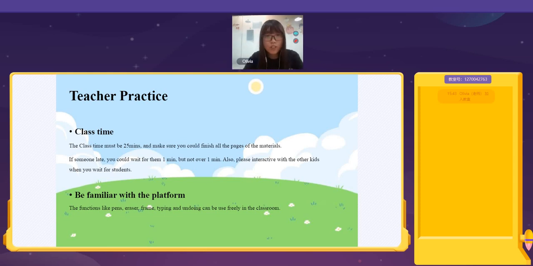Like when you teach them yes and no. Here is yes, here is no, and the teacher can use the paintbrush to circle the yes first, teach the kids yes first, and then teach them the pronunciation of yes and combine it with actions. So teachers need to be familiar with the different functions, so they can use the frame and the pens freely.